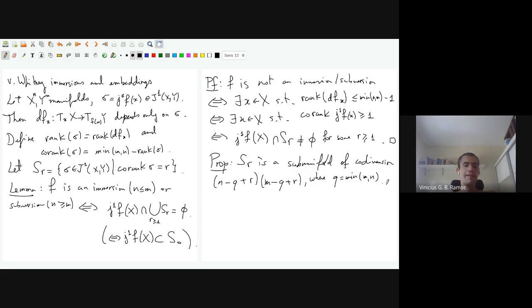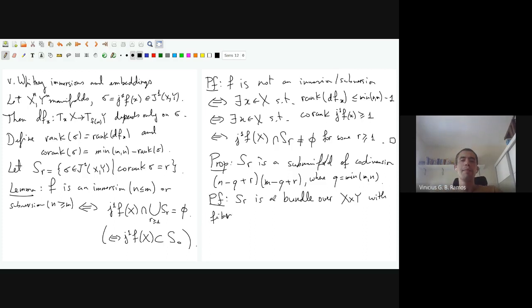Okay, again, I could leave this as an exercise, but I think it's good to slow us down a little bit, and I think it's good to do something that's elementary. So let's prove this. Prove the fact that S_R is a submanifold of this codimension. So what's the proof? S_R is a bundle over X times Y with fiber.